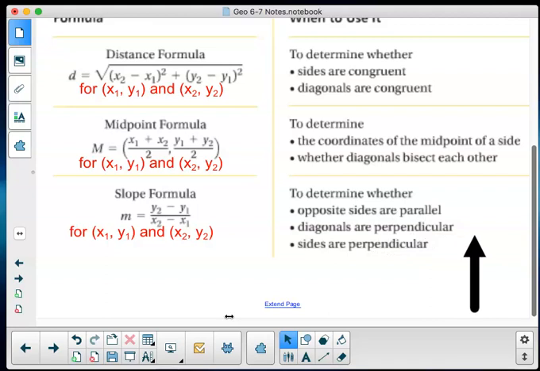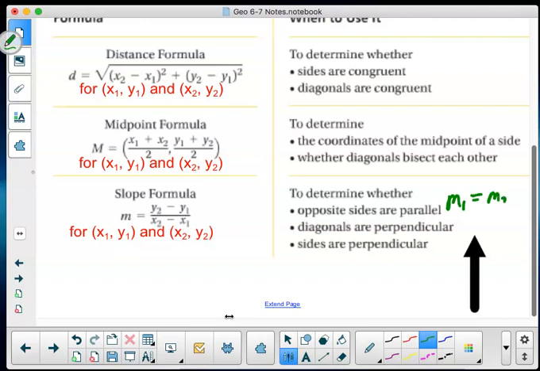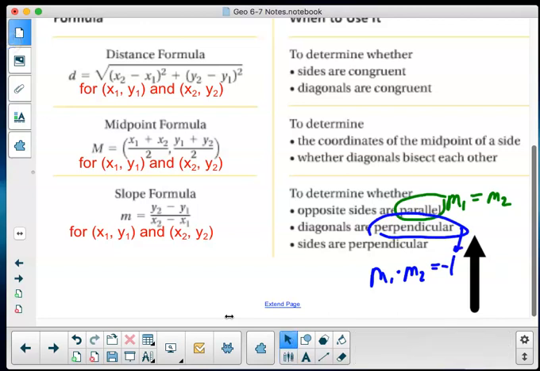So let's talk about that. If I have slope 1 is equal to slope 2, I've got parallel lines. But if I have slope 1 times slope 2 is equal to -1, I have perpendicular lines. Now, we can also determine if the sides are perpendicular by using this idea of perpendicular line slope. Now, let's see how they work.